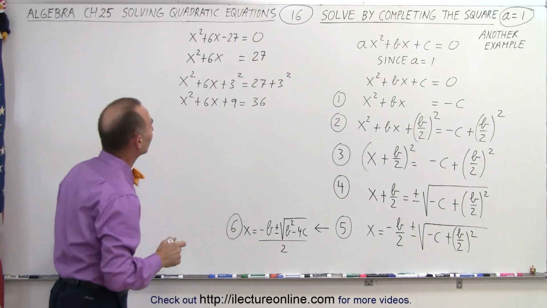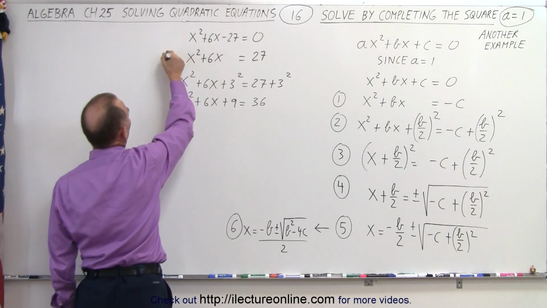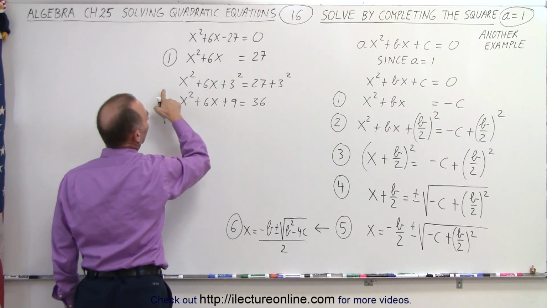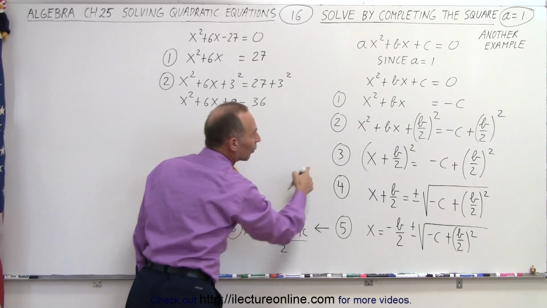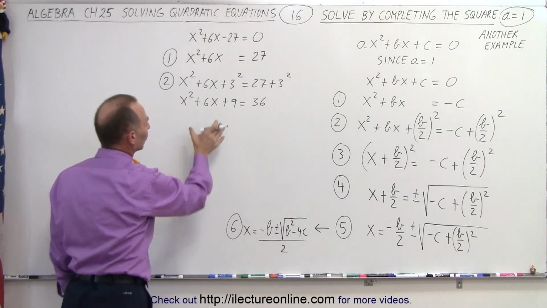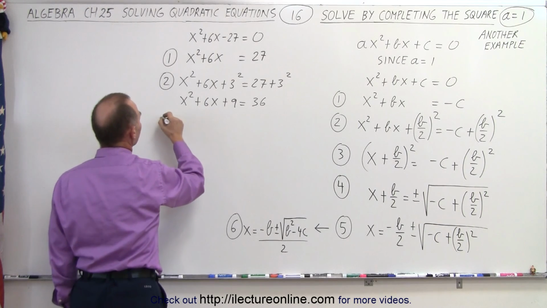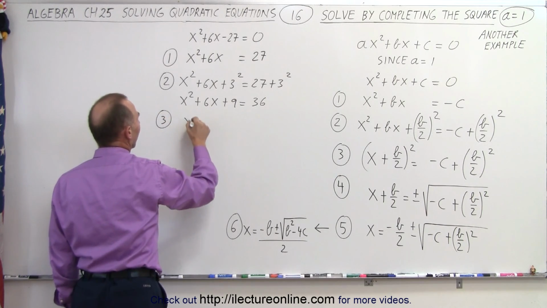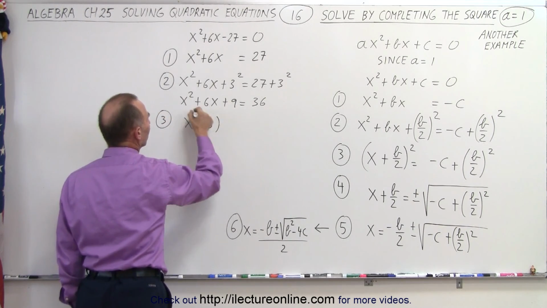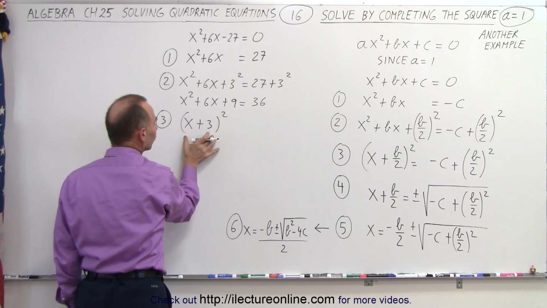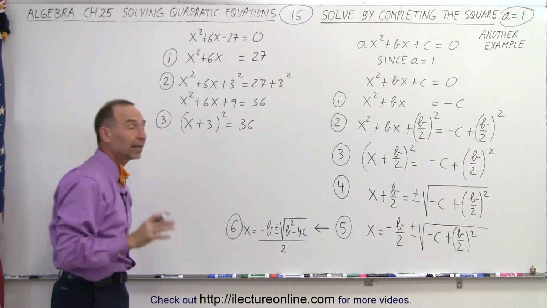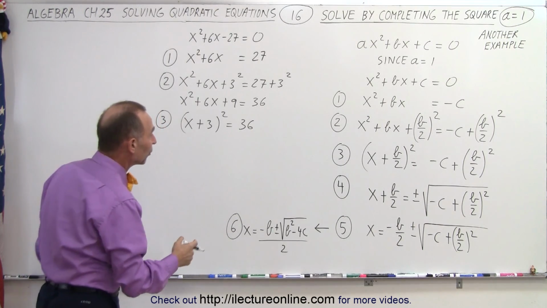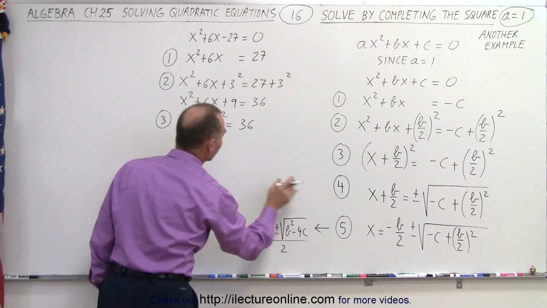Now we realize, and let me mark this down, this was step number 1, and this is step number 2. Step number 3, we're going to write it like this. We're going to factor the left side and write it as x plus 3 quantity squared. So we write it as a binomial squared on the left side equals 36 on the right side. Now that allows us to take the square root of both sides, which would be step number 4.